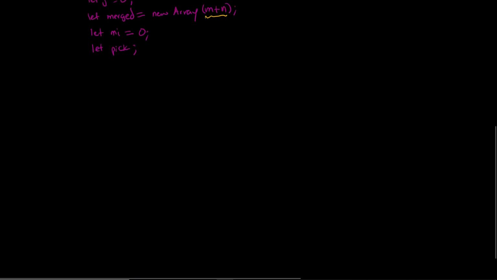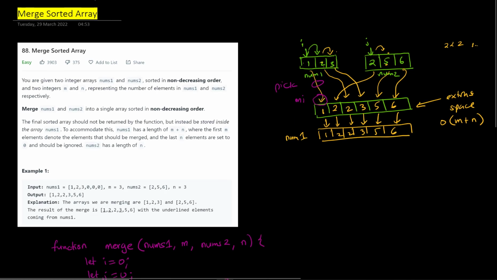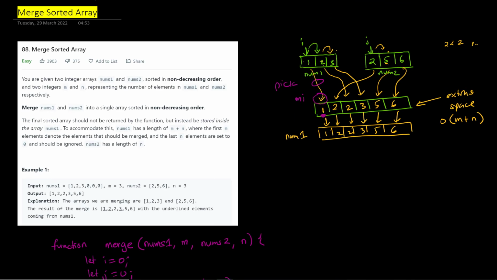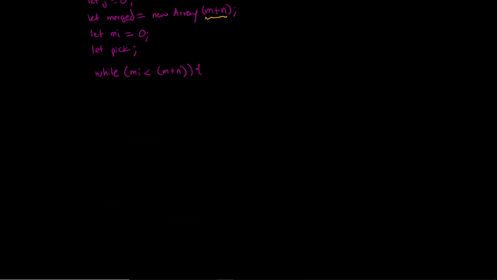Let's just set it to null for the time being. So while mi is less than m plus n, what we are saying is that mi is going from the beginning to the end of this merged array, because remember, the merged array had the length of m plus n. So while that is true, we keep going.